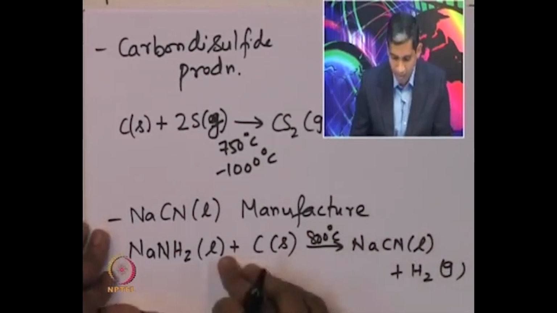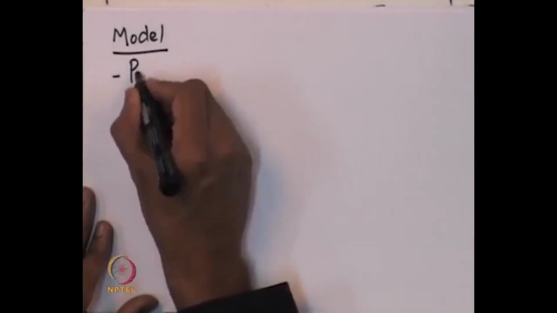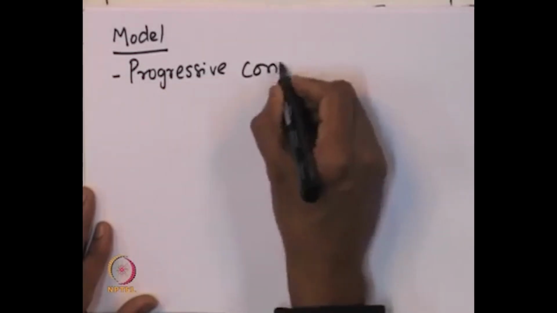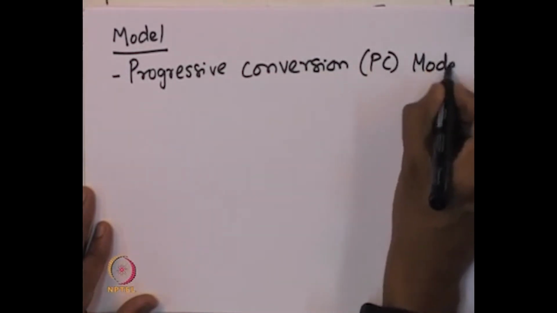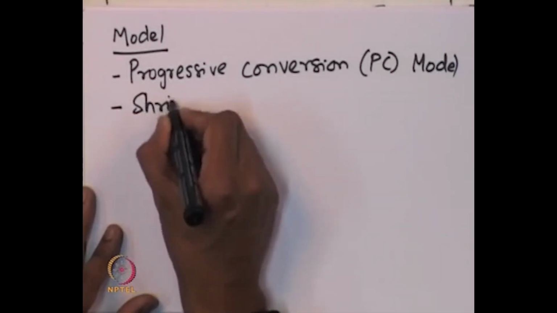So, there are many other processes for which such a mode of fluid-solid non-catalytic reaction has been observed. So, now let us attempt to model this system, model the fluid-solid heterogeneous reaction. There are two types of models that have been proposed. The first model is called the progressive conversion model, I call it PC model, and the second model is called the shrinking core model.